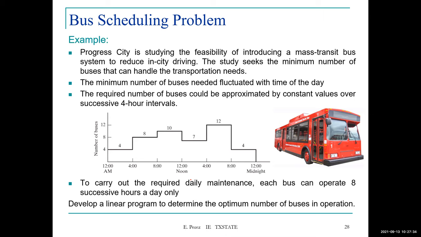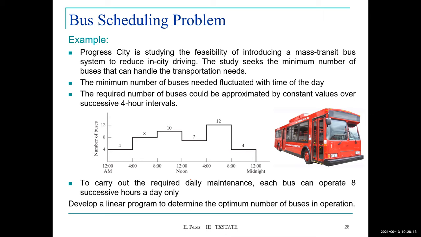Same route, yeah, in the city, yeah. So good question. You have certain routes planned and a number of buses are going to go through that specific route for the day. Like here in the university, you have different routes and a number of buses associated with each route throughout the day. To carry out the required daily maintenance, each bus can operate 8 successive hours a day only. So after the 8 hours, we have to set them aside, go through the maintenance, and then put them back into the system.